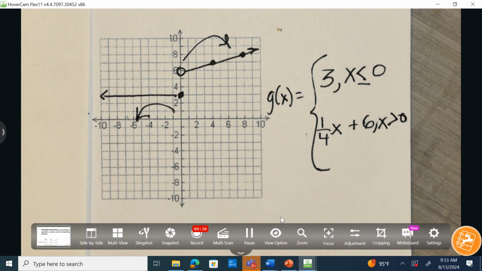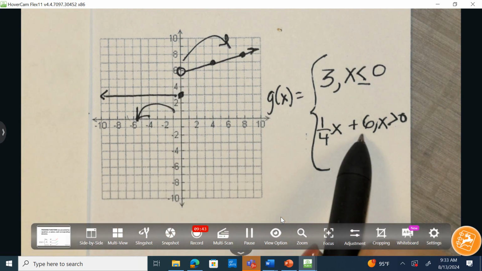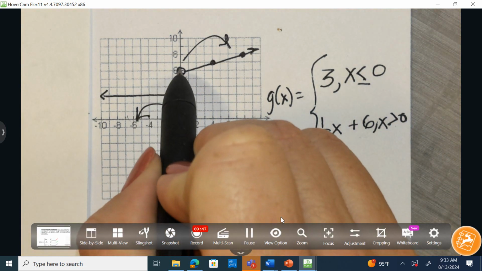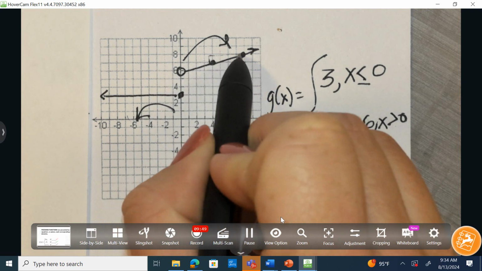Did I do something wrong? What did I do? The 1/4 x function with plus 6. Let's see, what did I do wrong? Oh, sorry, I didn't check it out. Okay, let's check. So do we agree with 6? Yes? And then the slope is up 1, right 4, up 1, right 4.